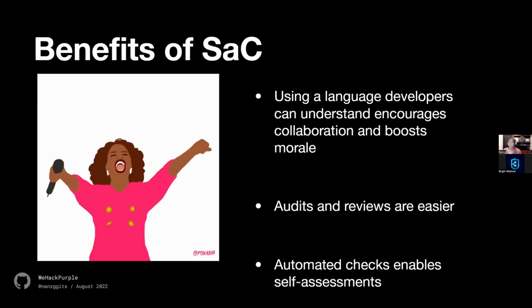So these are basically the benefit of security as code, right? So you have automated checks to enable self-assessment, and you're using a language that developers can understand and therefore encourage collaboration and boost morale because they actually know what they're doing and understand why they're being stopped and getting feedback, instead of getting feedback that they cannot action. And so it definitely makes audits and reviews easier.